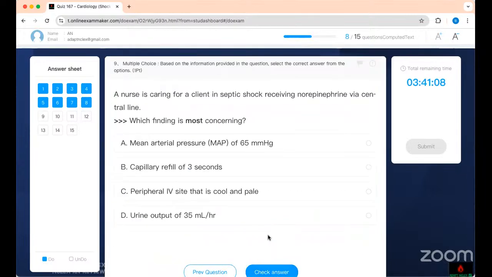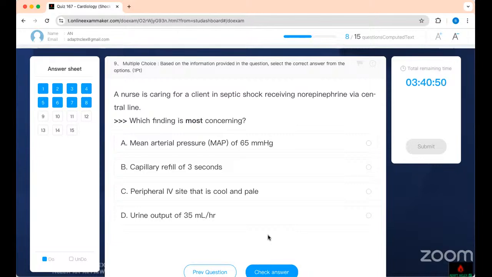A nurse is caring for a client in septic shock, receiving norepinephrine via central line. Which finding is most concerning? Go to the buzzword. The buzzword is what? Norepinephrine. Patient is in what? Septic shock. And is receiving what? Norepinephrine.